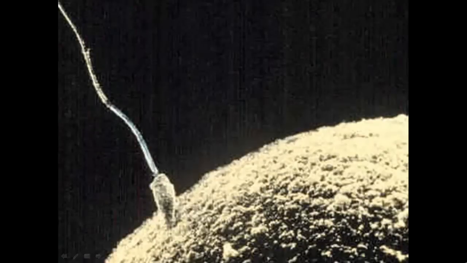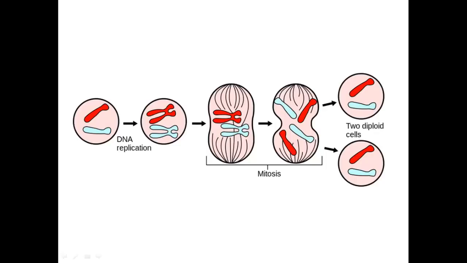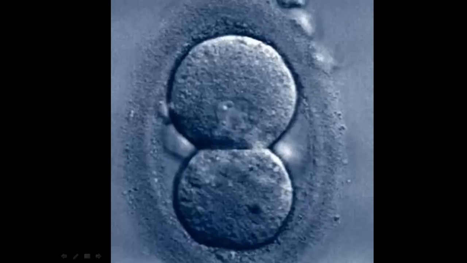After fertilization of a gamete, or female egg, by a male sperm, a zygote forms. A zygote is a single cell that has the ability to grow into a fully functioning multicellular organism. Growth occurs through a fairly simple process of cellular division. Here you see one cell dividing into two.